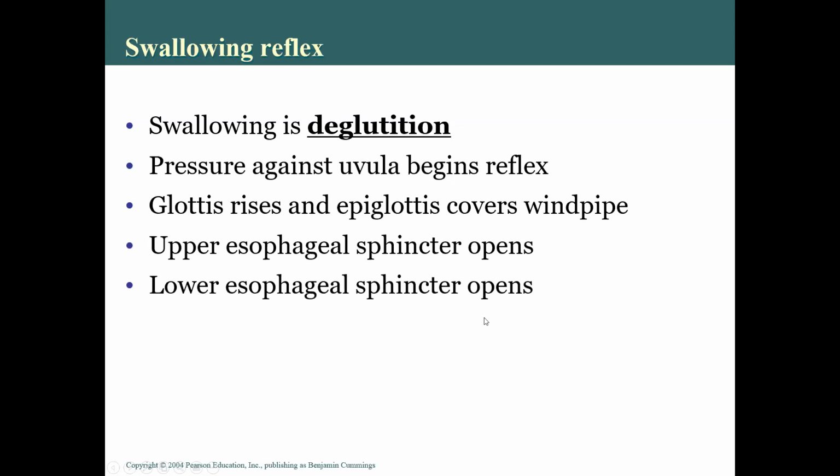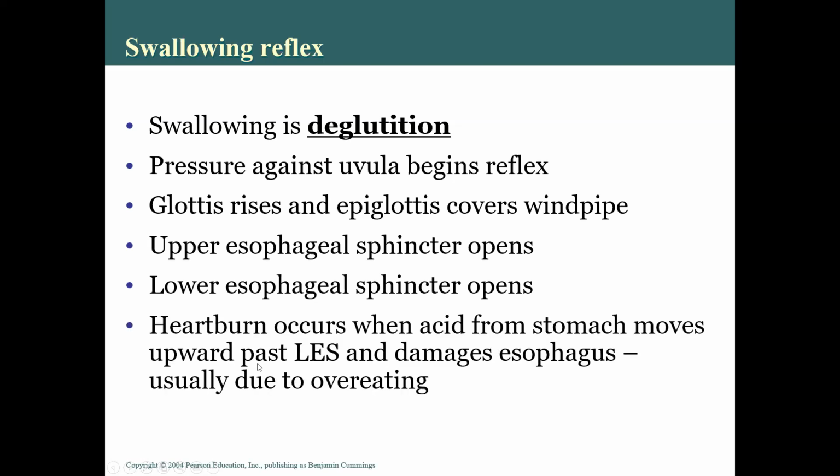All right, the upper esophageal sphincter opens. Then the lower esophageal sphincter opens, and that's just above the stomach. Heartburn occurs when acid from the stomach moves upward past the lower esophageal sphincter, the LES, and damages the esophagus, usually due to overeating. So what's going on is there's no bicarbonate buffer, there's no mucus really in the esophagus, so it doesn't have any protection. So when some of the acid from the stomach comes up, it burns the esophagus, and it feels like your heart is burning because your esophagus goes right behind your heart.